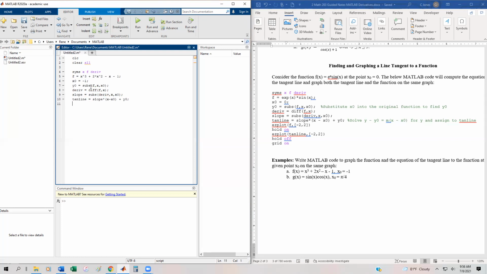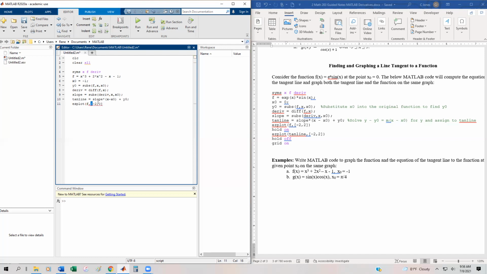And now I can go ahead and graph. I'm going to do an ezplot of f. Our point is -1, so we're really not concerned with too many other points other than what's going on around -1. So I'm going to plot it from -2 to 0.